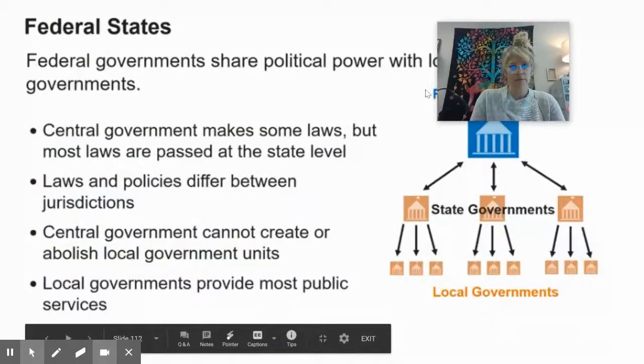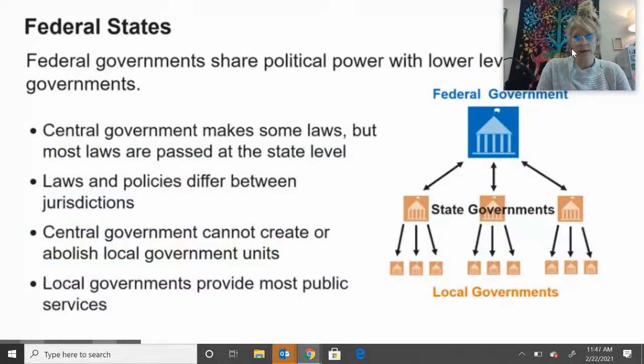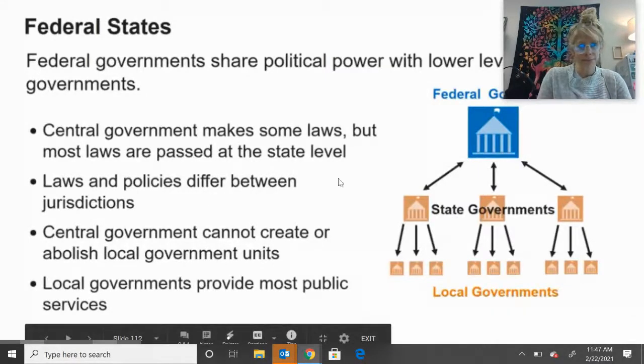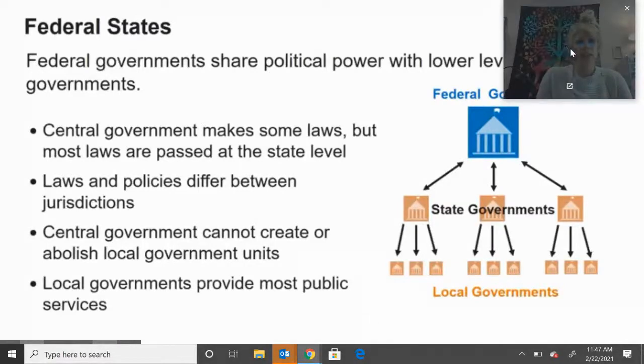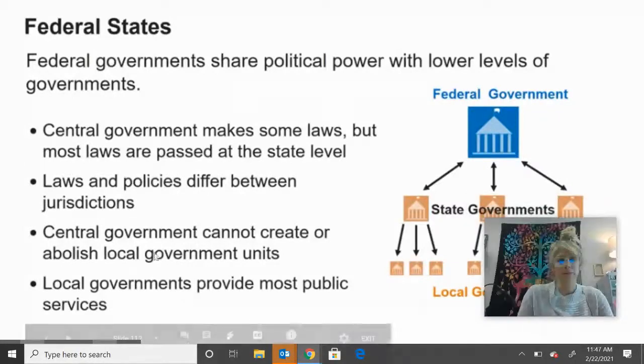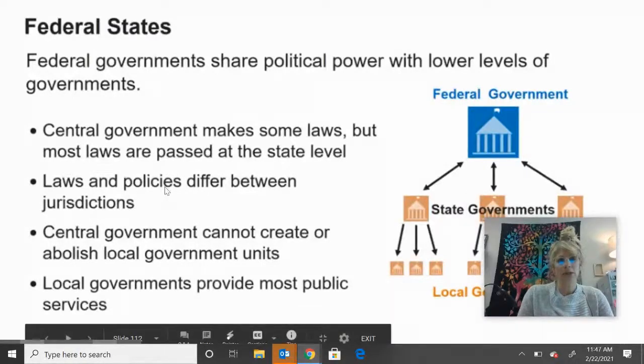Now let's look at federal states. You can see right away with this graphic, if you have the federal government at the top, that this is how we work here in the United States. Then you have that power divided up between your state governments and even your local governments. So let's talk about some characteristics here. Central government makes some laws, but most laws are going to be passed at the state level. And then laws and policies differ between jurisdictions. That's just where they make the laws.